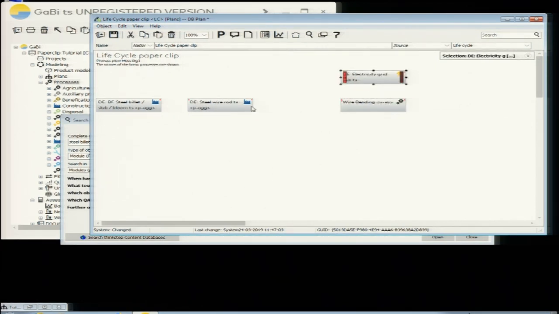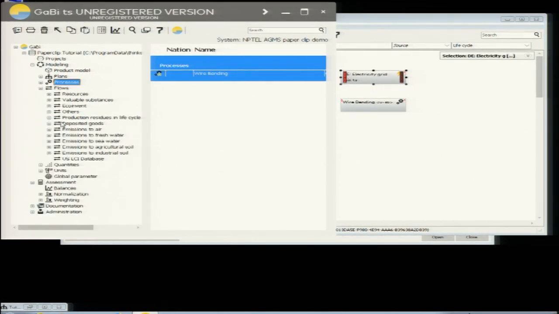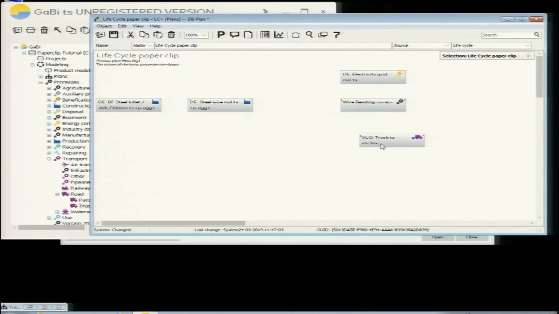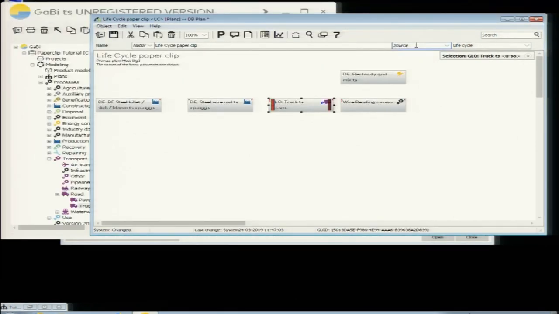To transport the steel wire to the wire bending factory, there needs to be some transport mode. So I can add the transport mode. If I know where it is located, I can just go here in processes, transport, road transport, truck. So this GLO truck can be added as a transport mode. It has two inputs here, two red dots are there. One input would be steel wire, the cargo. It would also need diesel. So in this case, I need to add diesel here as well.